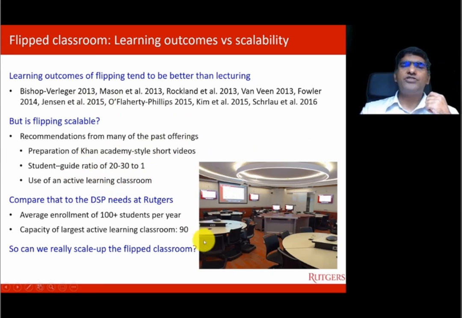And you need to use some sort of an active learning classroom like this so that students can engage in collaboration. Well, this was the challenge that I faced when I was trying to move my signal processing classroom to a flipped classroom, where I had an average enrollment of 100 plus students per year. And the largest active learning classroom I had at Rutgers was 90 people. So the challenge was, can I really scale up this flipped classroom?